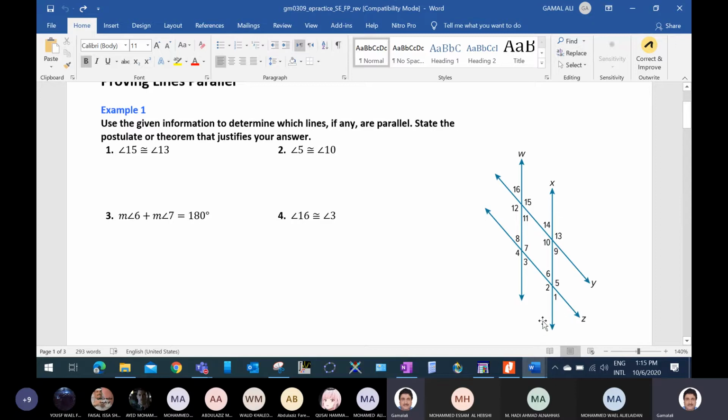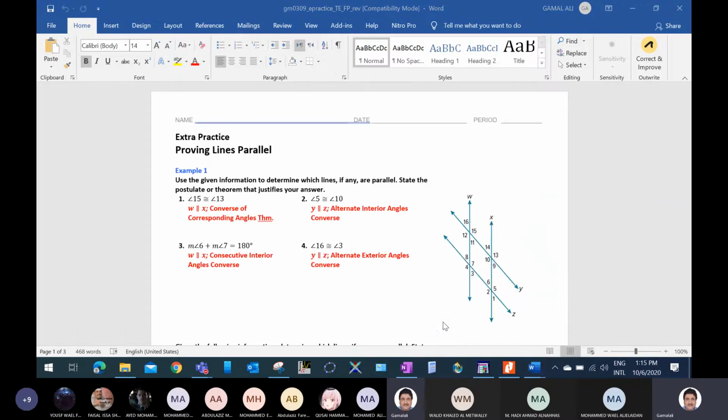Angle 6 plus angle 7 is 180. 6 and 7. Converse of the consecutive interior angles. Yes. What are the two lines that are parallel? W and X. Okay? So the answer will be like this.